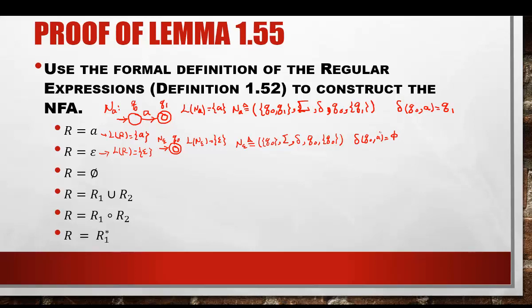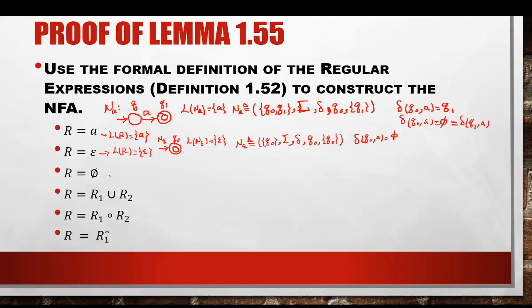This finite automaton doesn't have any outgoing transitions, so delta will be empty for any state and any letter being read. So for Q sub 0 and any letter, the result is phi. So there's only one transition for the first language. For the second language, there are no transitions.